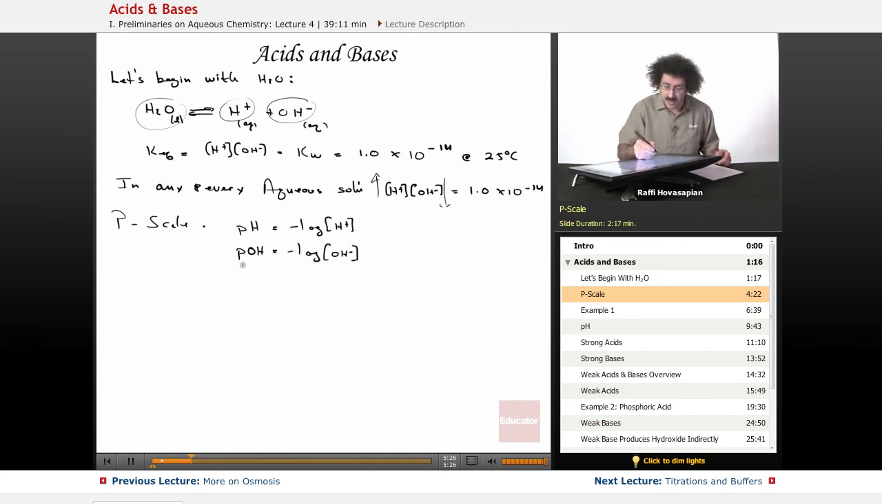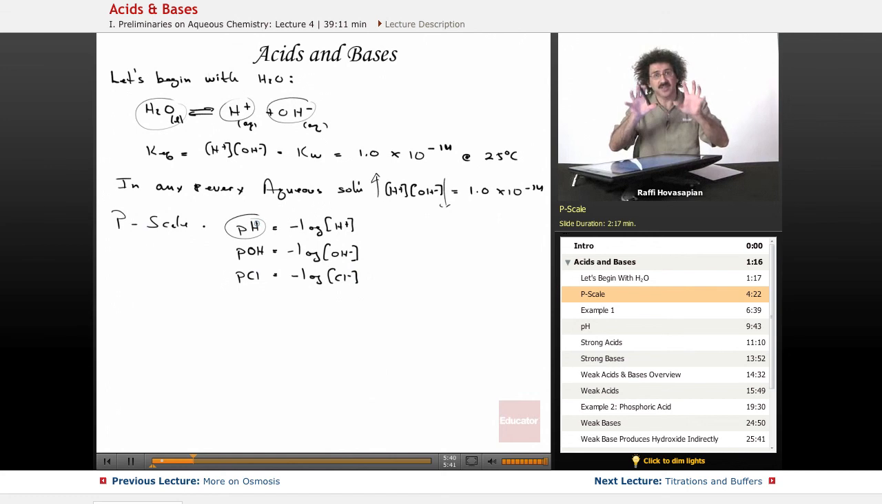You can also talk about, let's say, pCl. That's equal to the negative log of the chloride concentration. It could be p anything, so p-scale. But most of the time, we talk about pH. We pick one thing to discuss as our standard in a particular aqueous solution. We've chosen the hydrogen ion concentration as the standard against which other things are measured.